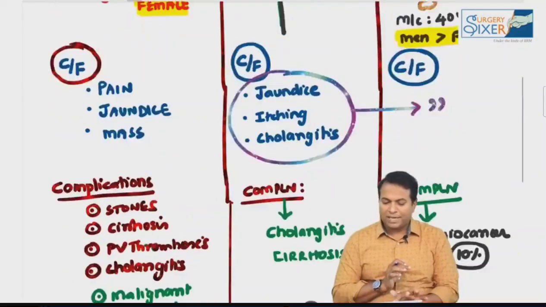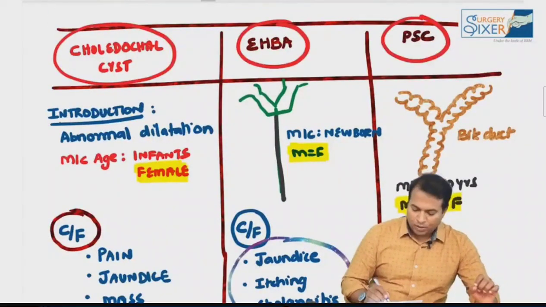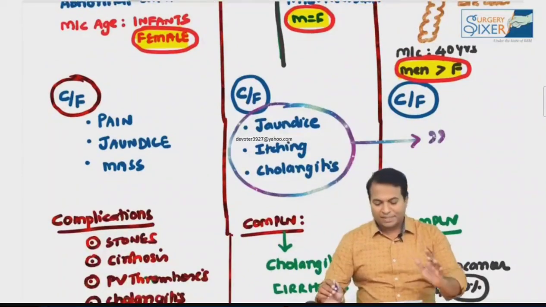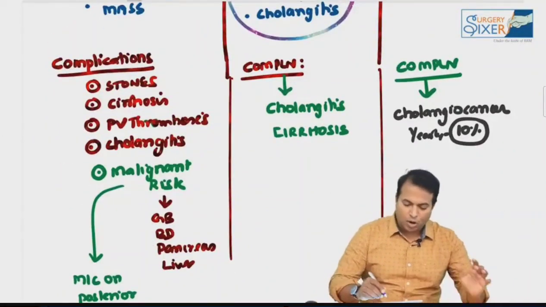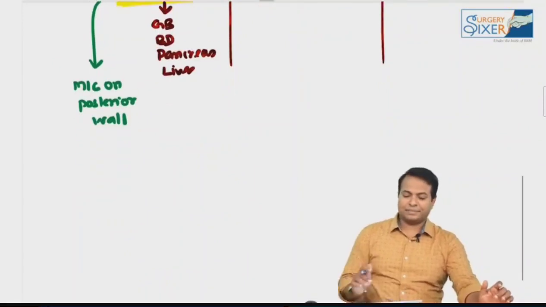So please don't forget the complications. I'm going step by step. Choledochal cyst, extrahepatic biliary atresia, primary sclerosing cholangitis. Choledochal cyst is common in females, EHBA is equal in male and female, primary sclerosing cholangitis is common in men. All of them present with jaundice and all of them have their own list of complications. Among these, the choledochal cyst has malignant risk and primary sclerosing cholangitis has malignant risk. Okay, please don't forget these points.